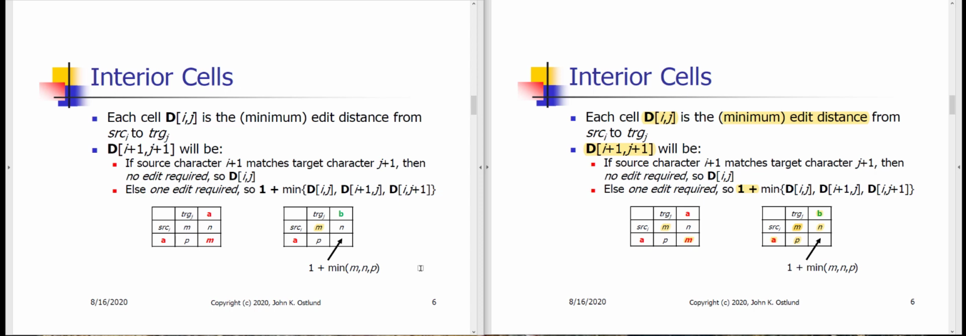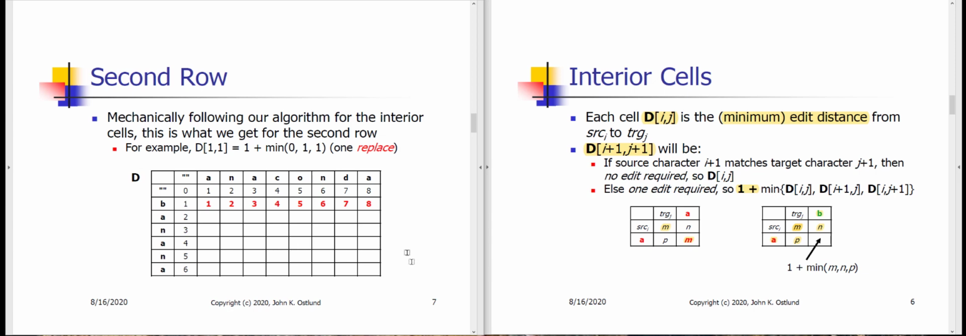So, using that little formula that we've puzzled out, we can now take a look at how to fill in the second row. Now, the second row, we're comparing a prefix of the source consisting just of the character B with increasingly long prefixes of the target anaconda.